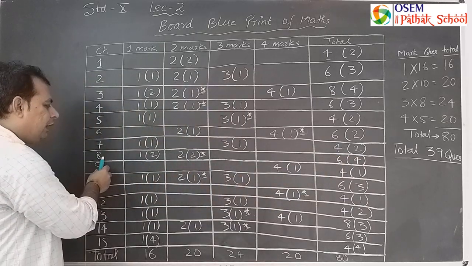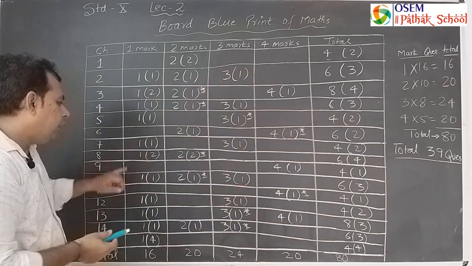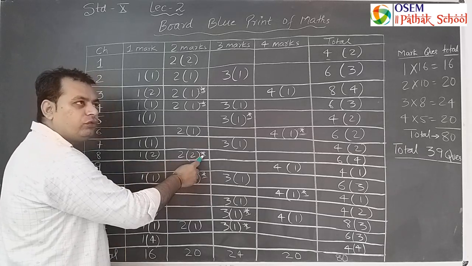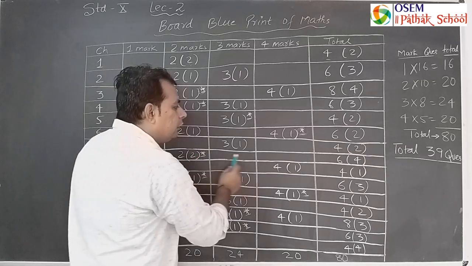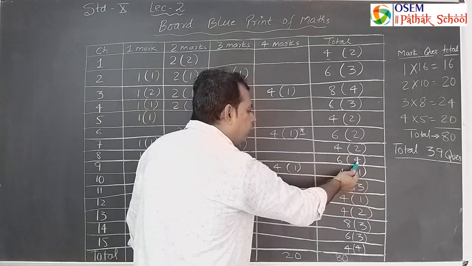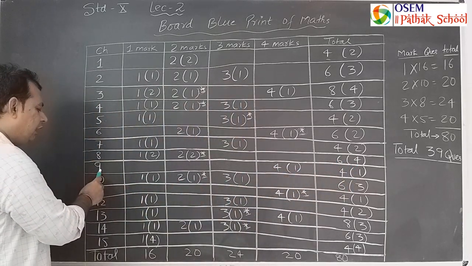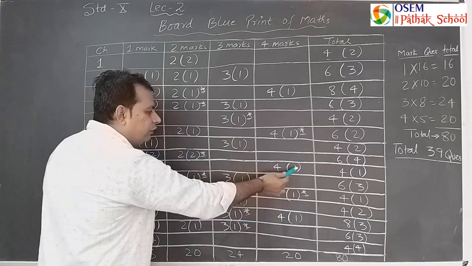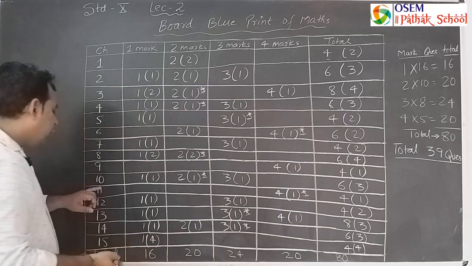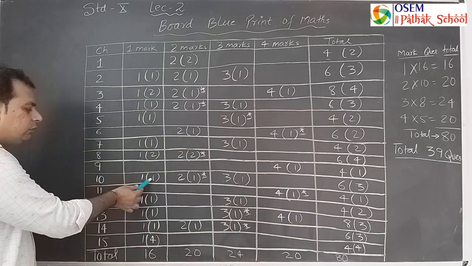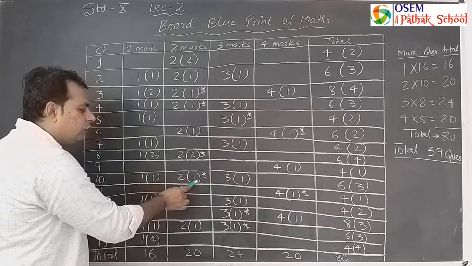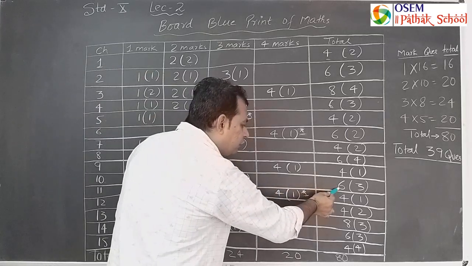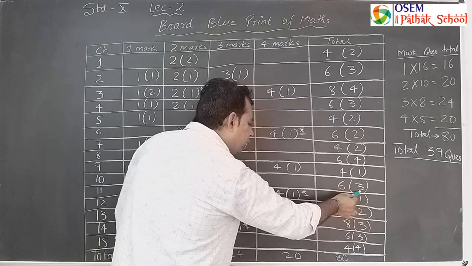Then chapter number 8, the trigonometry part: 1 mark 2 questions, 2 marks 2 questions, internal options will be there in 1 question, and it will contain 6 marks and 4 questions. Chapter number 9, some applications of trigonometry, height and distance: 4 marks 1 question. Now chapter number 10, circles: 1 mark 1 question, 2 marks 1 question with internal options, and 3 marks 1 question. So total marks will be 6 and total questions will be 3.